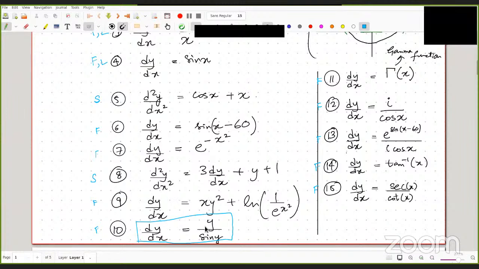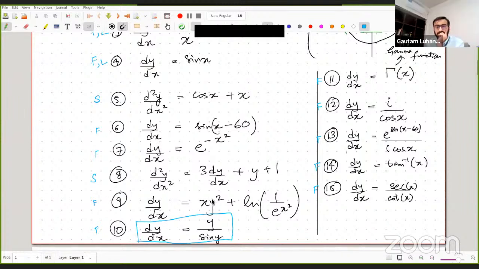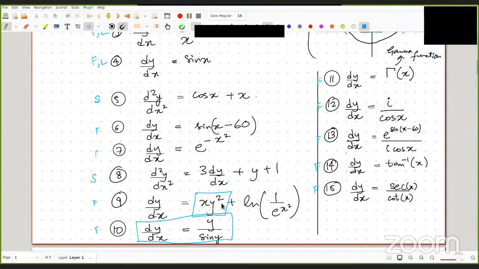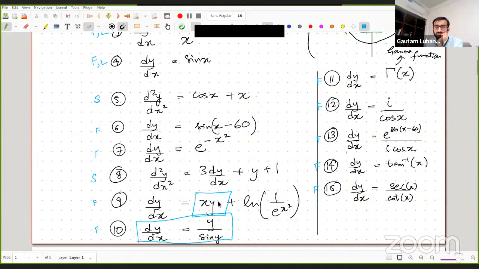Nine. There's a term in y squared here. Squaring is also not allowed because if you square it, it just means you're multiplying it with another y, right? So that also makes it non-linear. So this is also a non-linear equation. Any other equation look non-linear?